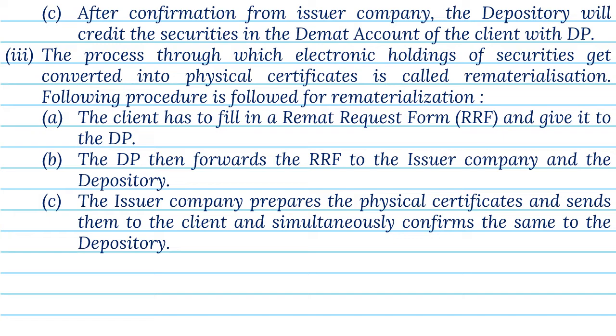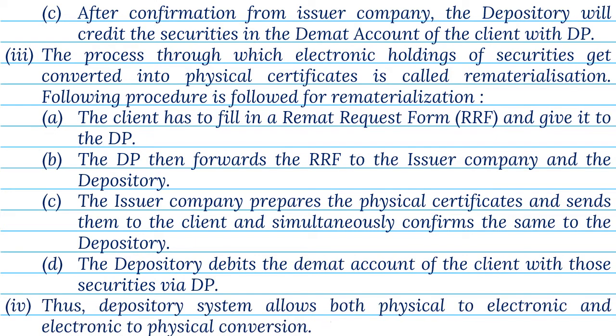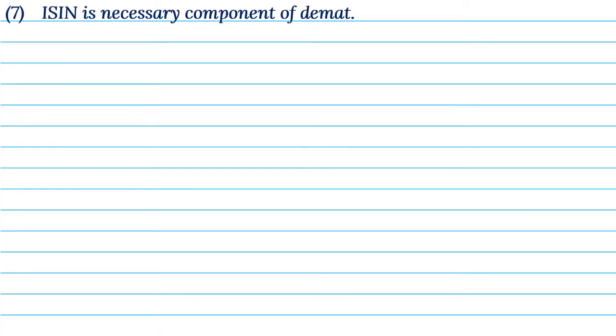C. The issuer company prepares the physical certificates and sends them to the client, and simultaneously confirms the same to the depository. D. The depository debits the demat account of the client with those securities via DP. 4. Thus, depository system allows both physical to electronic and electronic to physical conversion. 7. ISIN is necessary component of demat.